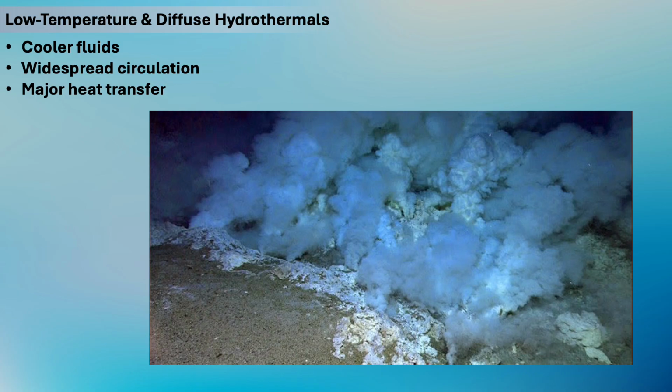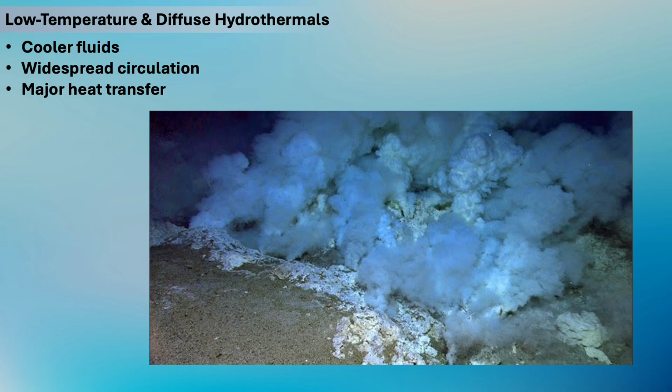Because diffuse flow occurs over much larger areas than black smokers, it accounts for a substantial portion of the total heat lost from oceanic crust. Chemically, these systems still alter seawater composition, though the changes are more subtle. Elements may be exchanged between rock and water, and reduced compounds can still be supplied to the ocean, but at lower concentrations.